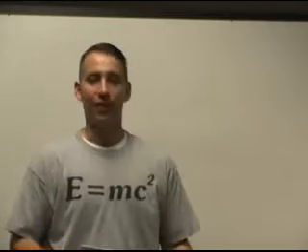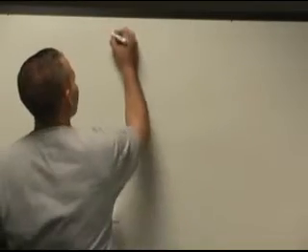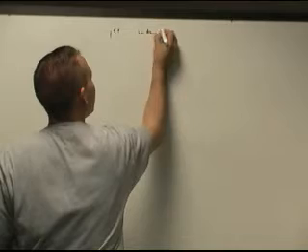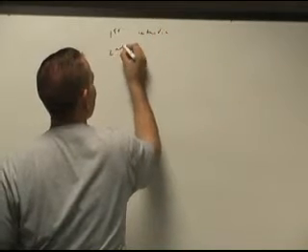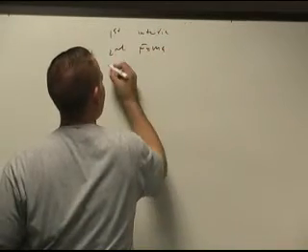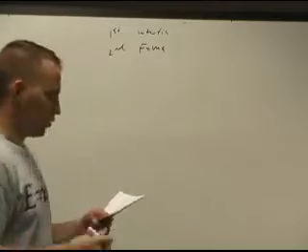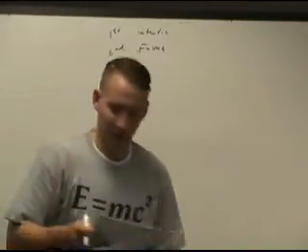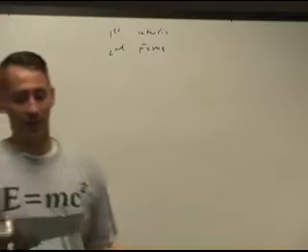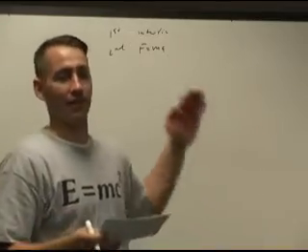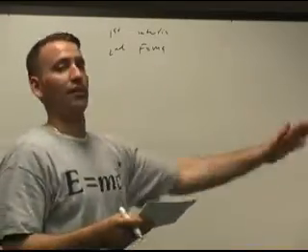The second one is your big one. So your first is inertia, just remember that. Your second is F equals ma. So force is equal to mass times acceleration, and acceleration is directly proportional to force and inversely proportional to the mass. The direction of the acceleration is in the direction of the force.